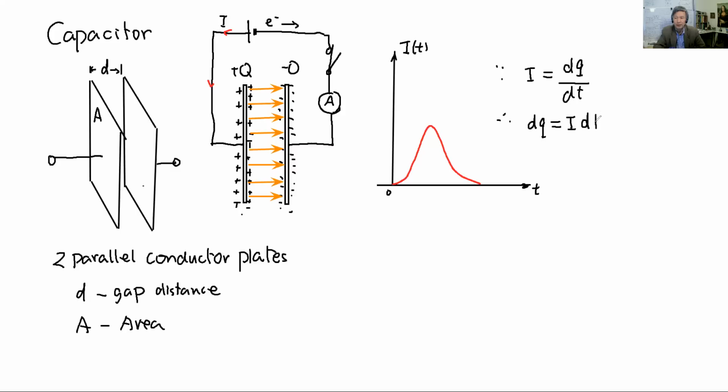So we integrate on both sides, from time zero to infinity. The left side is dq, and the right side is I dt, where I is a function of time, with dt from 0 to infinity. So that would be delta q, which equals that area.